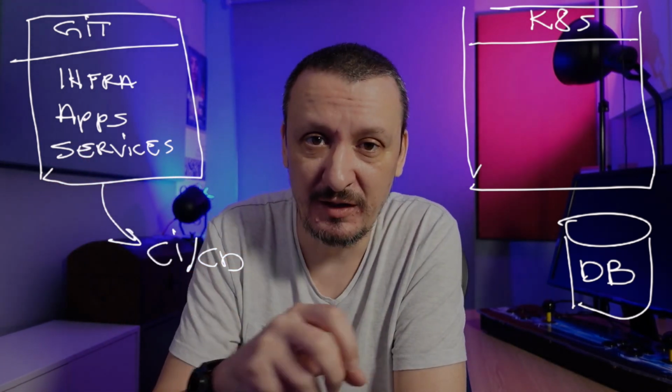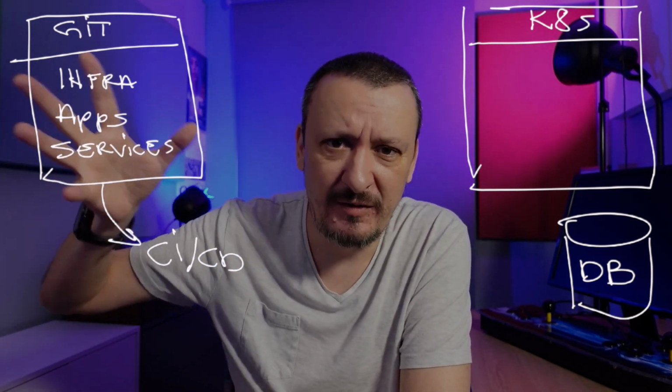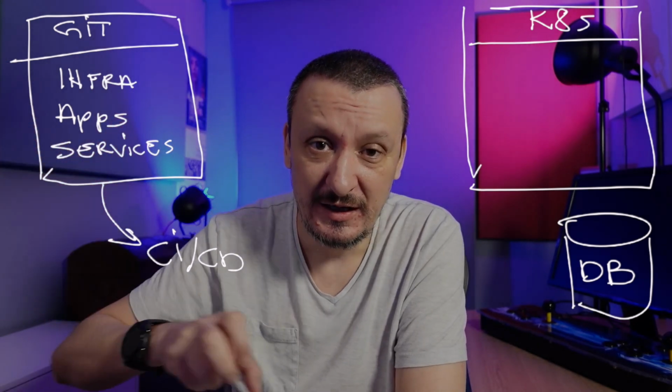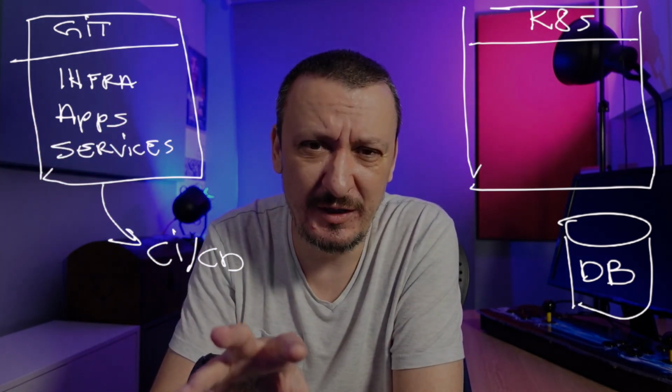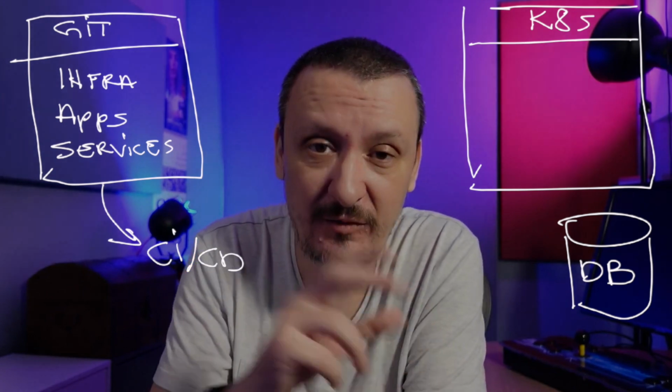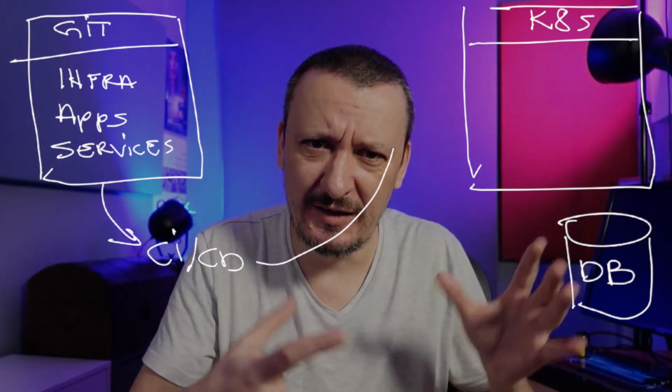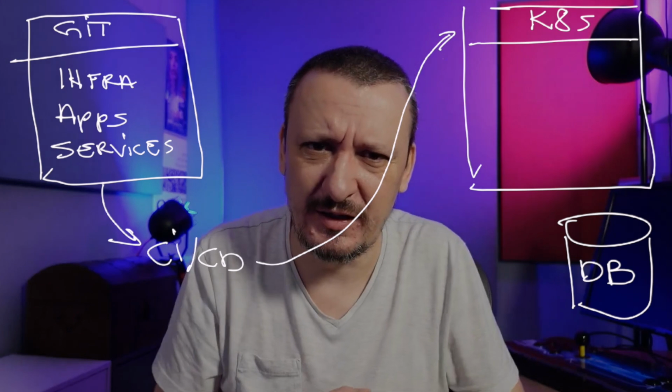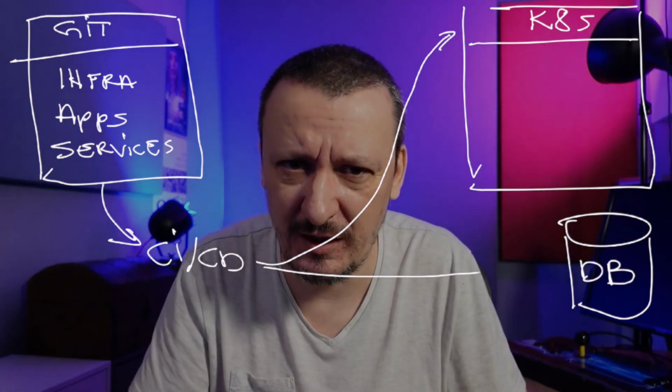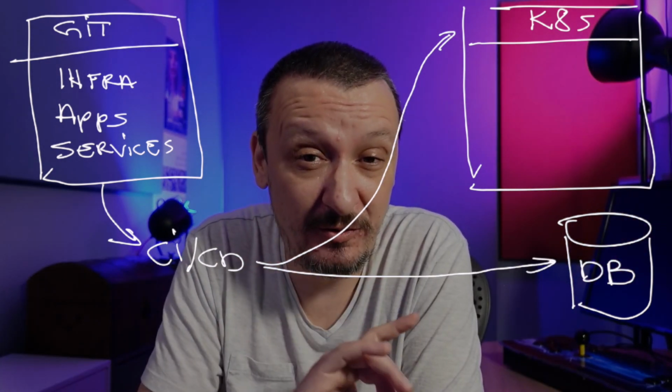If, for example, we would change the manifest of one of our applications, CI/CD would do whatever needs to be done, and at one moment it would communicate with the cluster and say, hey, you should deploy this thing. You should deploy a new release of your application. However, we are not going to do that.